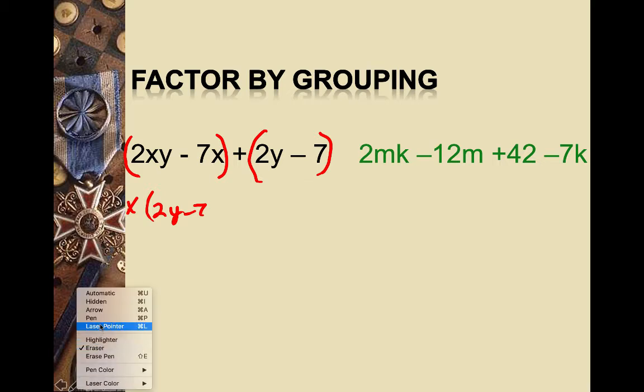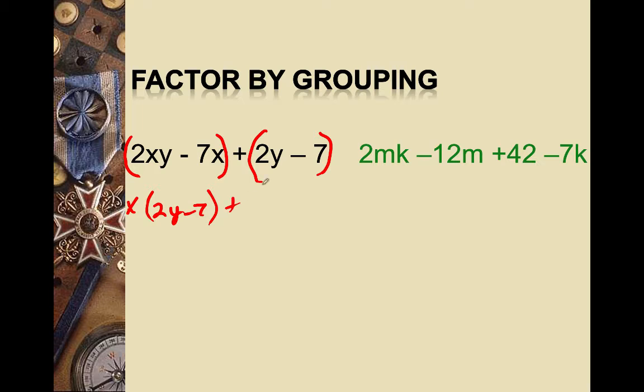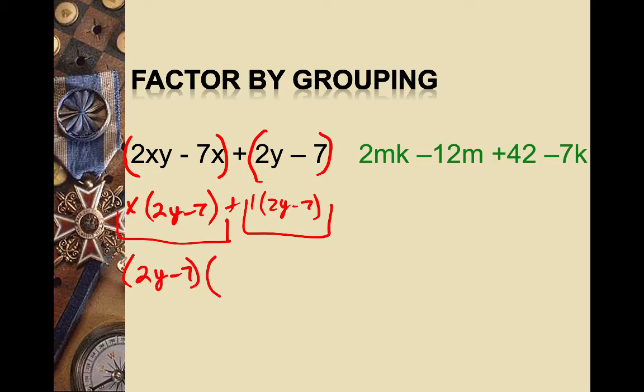Okay. And now there's nothing to take out of these. Sometimes when they're prime like that, I like to take a 1 out, even though you're not actually taking a 1 out. That's a little awkward, but that's what you do. Now you have two terms, and both of those terms have the 2y minus 7. And now I take that out, and I'm left with x. And I take that out, and I'm left with 1.